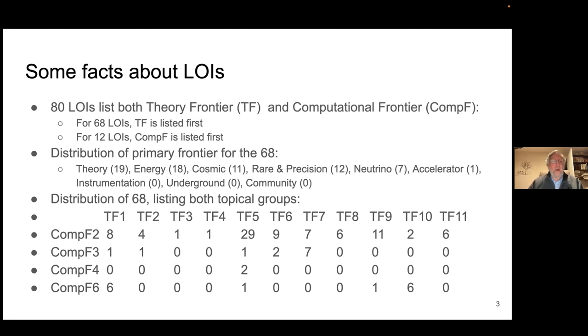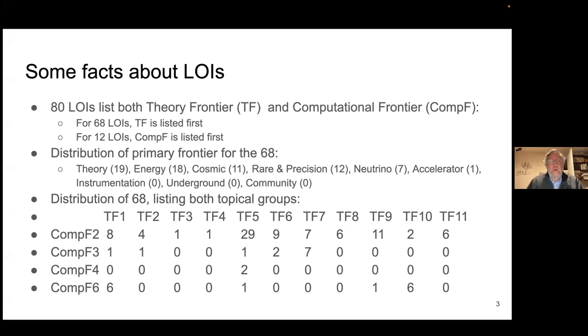So the ones that didn't list computational first, theory was 19, energy was 18, cosmic 11, rare and precision 12, neutrino 7, and the others all a smaller number. So that was the primary frontier, but these 68 all listed both theory and computation. So I broke it down along computational lines because I figured you would be better at remembering what the theory frontier numbers are, and I remember better the computational frontier ones.